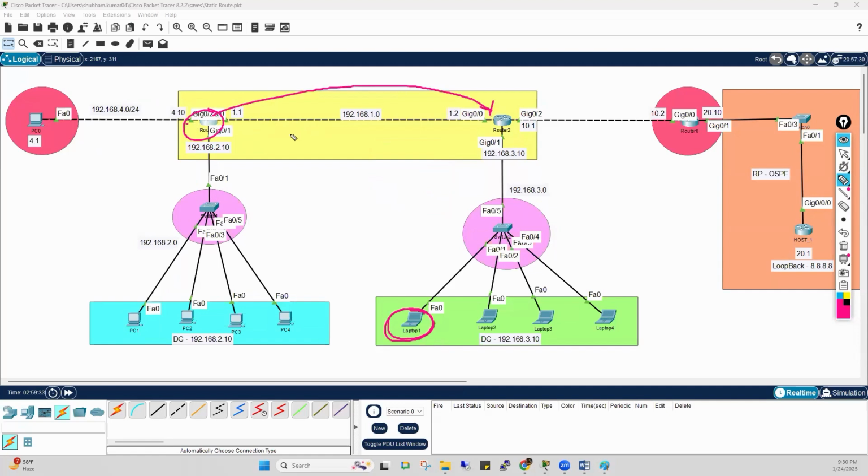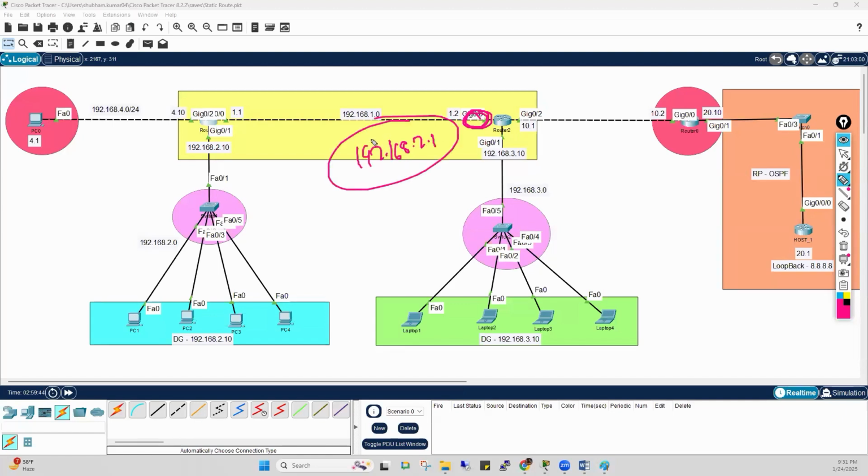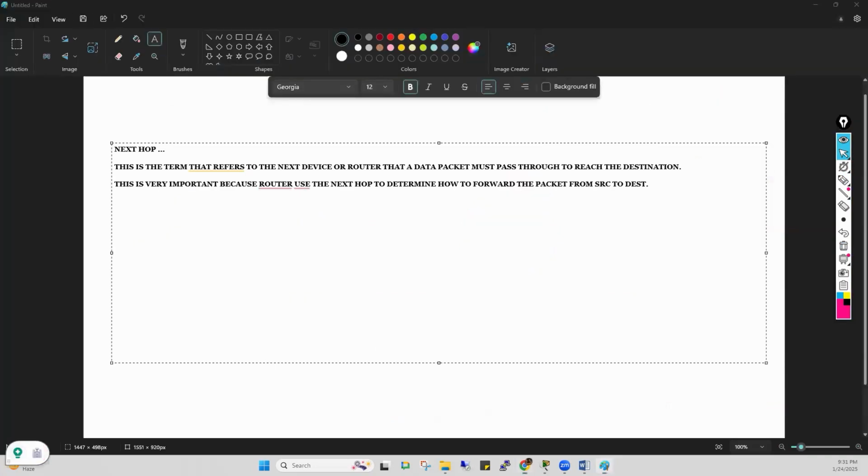So for this router, who is the next hop? This router will be the next hop, and this interface's IP address will be the next hop. For example, here I am using 192.168.2.1. So this IP will be the next hop for this router. Clear? So this is called next hop. That next hop is also very important. If anyone asks you the very basic thing, tell me how exactly the next hop works.